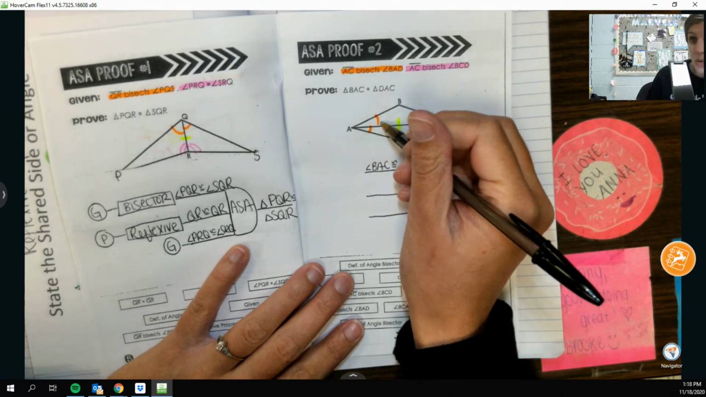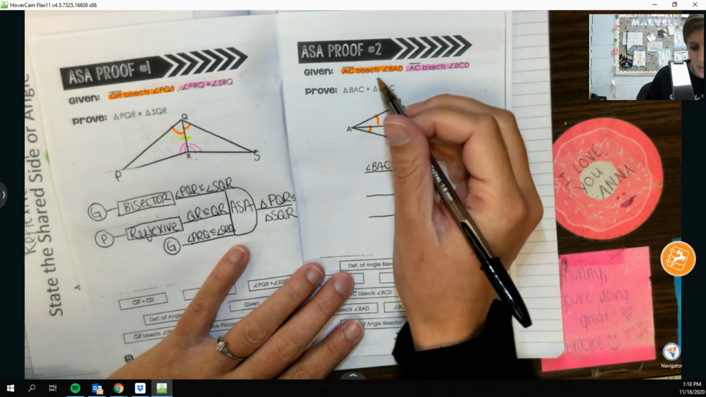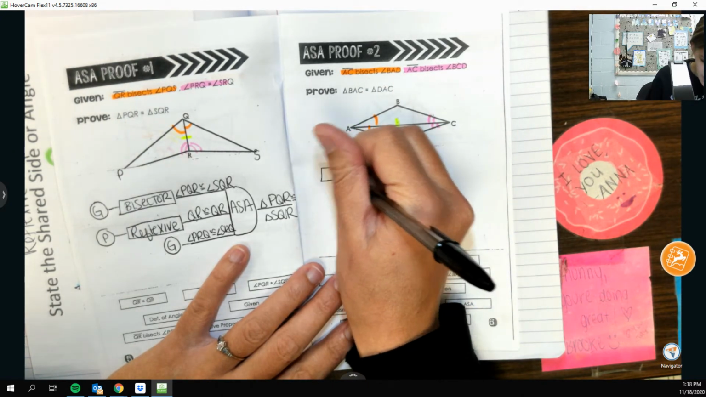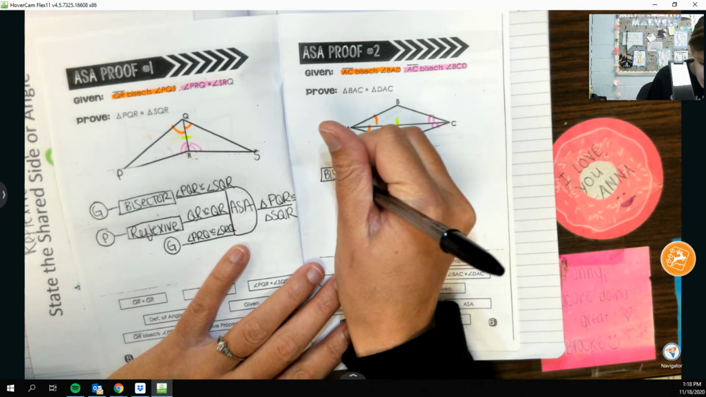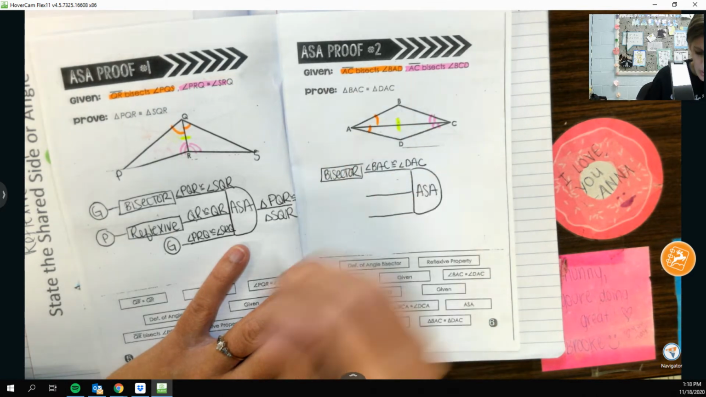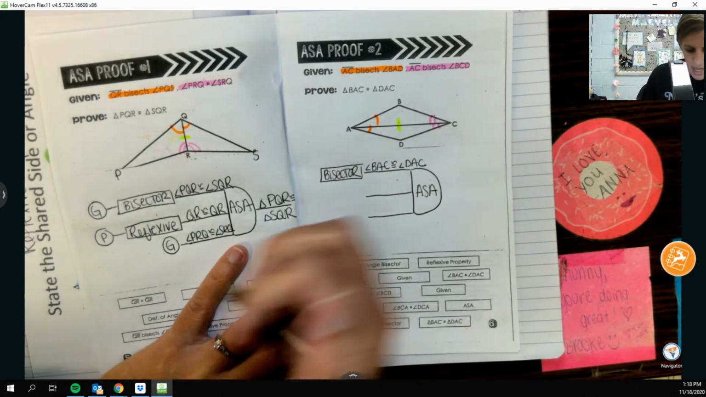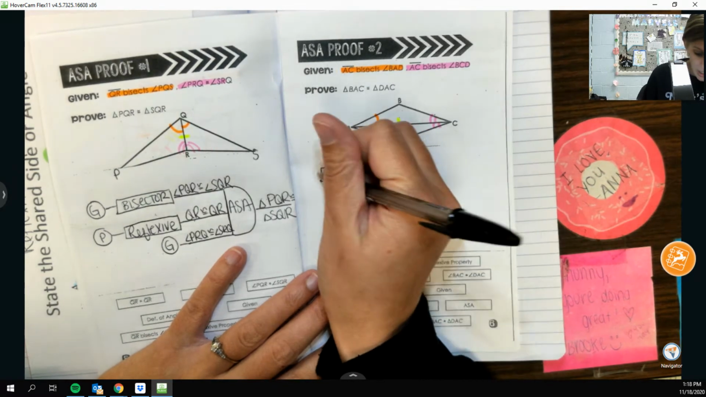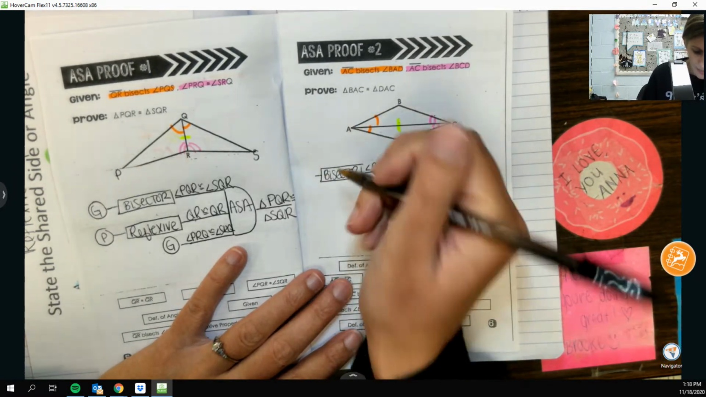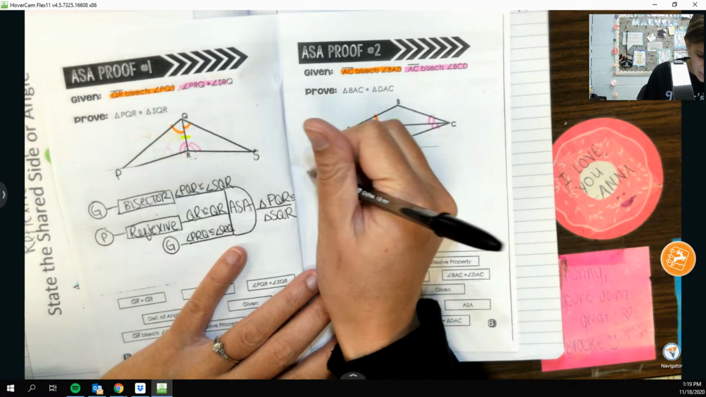And I knew that those orange angles were going to be congruent because I understand the definition of a bisector. And guys, it's really okay if you just put bisector. We can be a little lazy. It's all right. This is how I usually go about proofs. Get it done. And I knew I had a bisector because it was given to me.